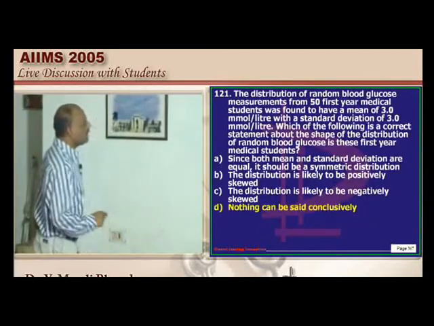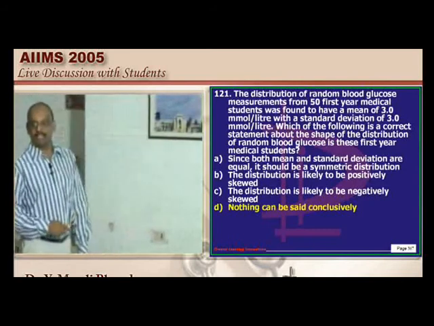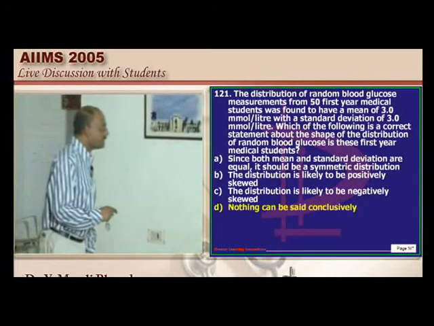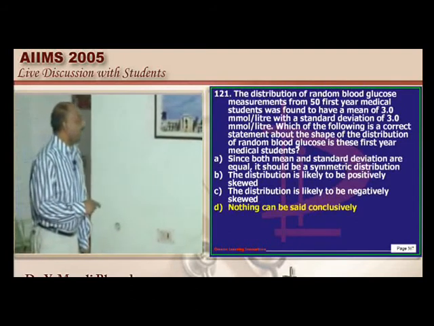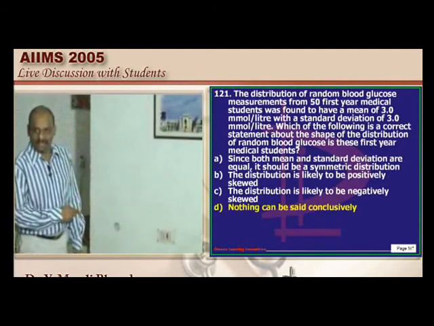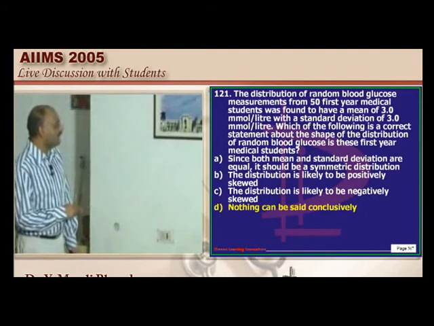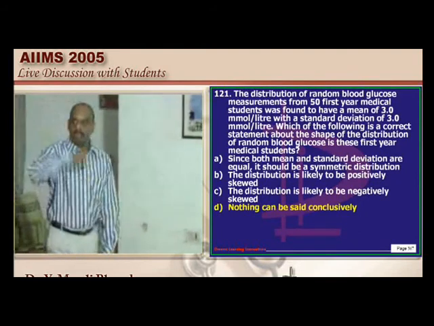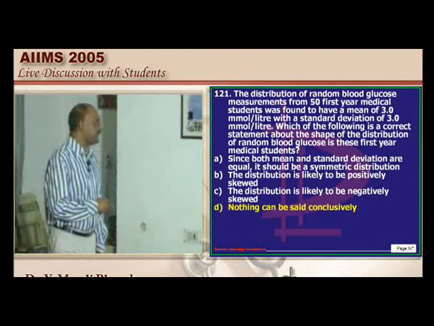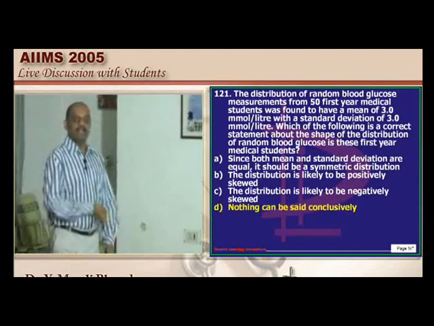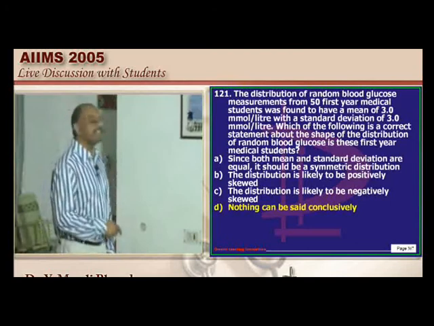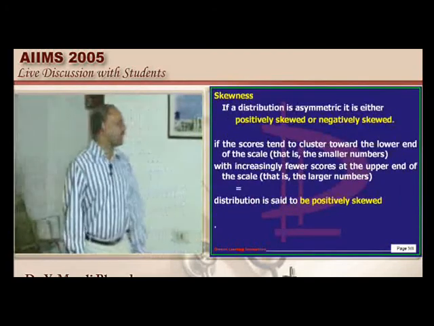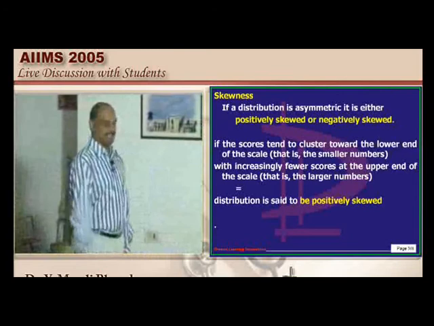So the distribution of random blood glucose measurements in 50 first year medical students is found to have a mean value of 3, and the standard deviation is considered to be 3. Based on this, can we conclude whether it is a symmetric curve of distribution? Is it a right skewed curve, left skewed curve? What exactly is it, or the easiest way is, nothing can be concluded. So now the question is, what is meant by this skewness?